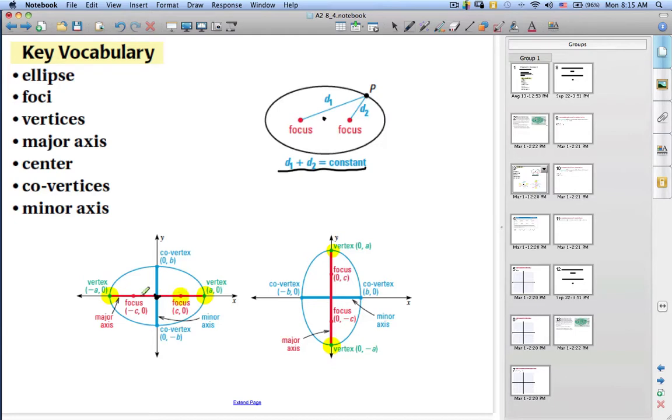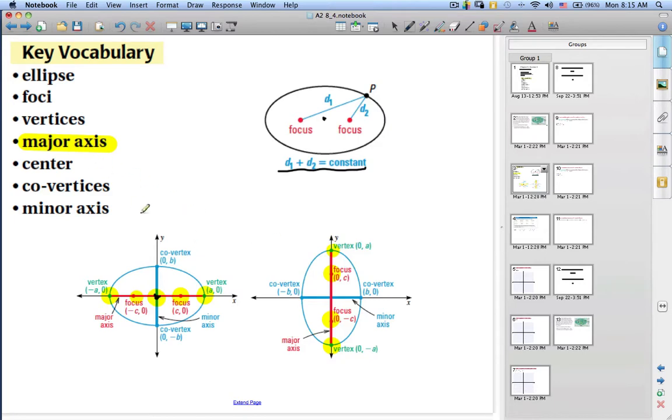So we've got foci and the center, and you'll notice that the center and the foci and the vertices are all on the same line. And that line is called the major axis. So the major axis passes through the ellipse the long way.